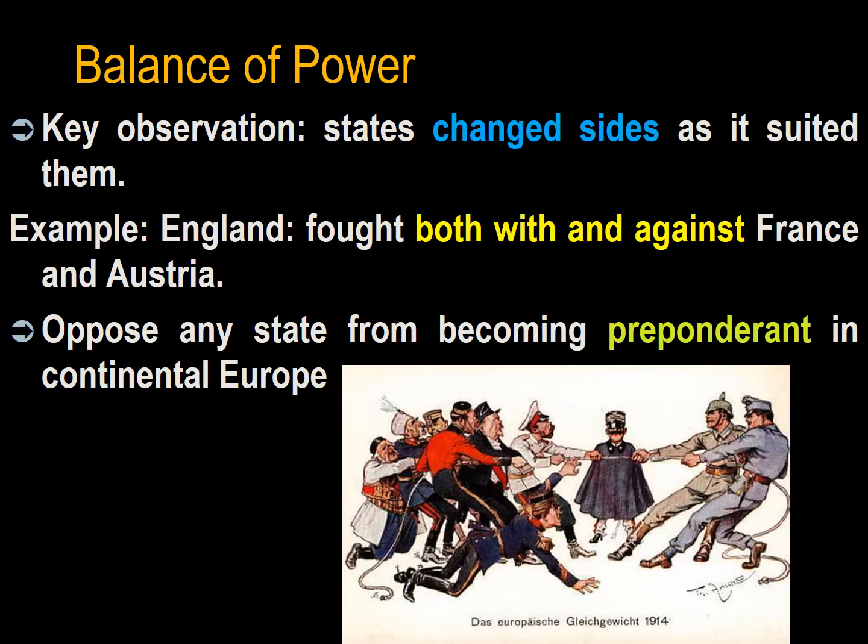So what's the key observation that could be made of the 18th century period? It's a period that's typified as the balance of power period because states changed sides frequently as it suited them. The same phenomenon occurred in other parts of Europe. If you were to do a study of the Baltic between Sweden and Russia and Denmark and the other countries there, Poland, you would see the same dynamic of constantly changing alliances. So, for example, England fought both with and against France and Austria.